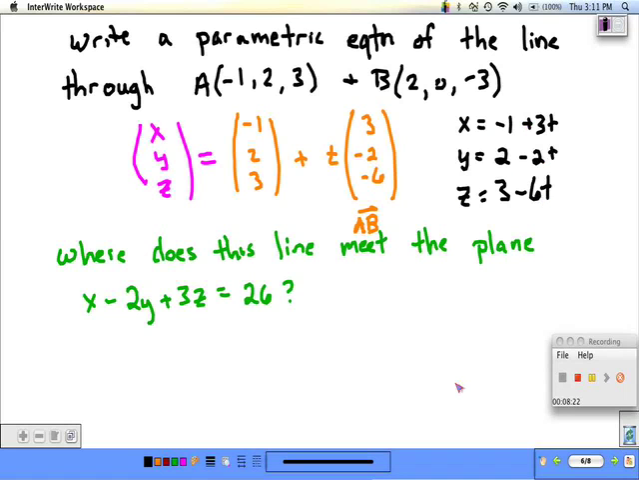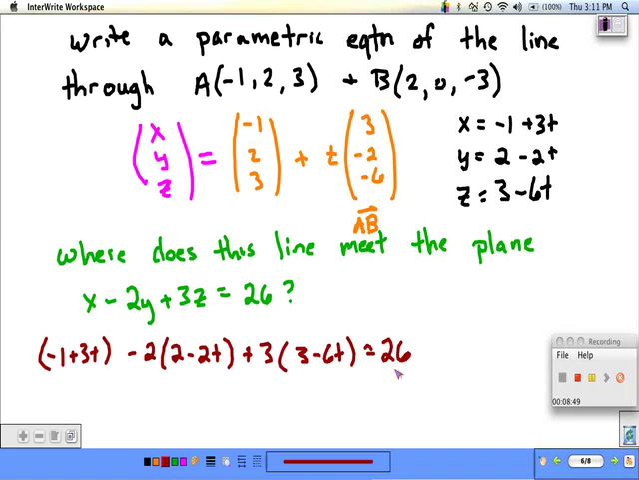To figure out where this line intersects this plane, we're going to take each one of those parametric values and substitute them in. So where it says x, I'm going to put negative 1 plus 3t, minus 2 times 2 minus 2t, plus 3 times 3 minus 6t equals 26. I'm going to solve this equation for t, and I end up getting t equals 3.